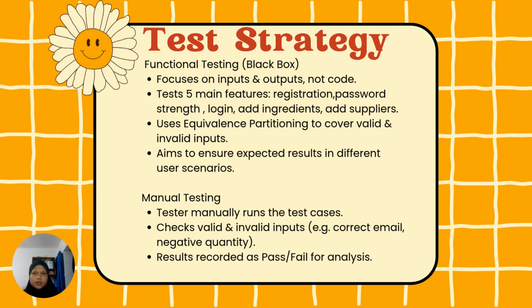For the test strategy, we use black box testing to focus on the inputs and outputs without looking at the code. 5 features were tested. First is registration, second is password strength, third is login, fourth is add ingredient, and the last one is add supplier. Equivalence partitioning helped us to cover valid and invalid inputs. Manual testing was done by running each test case to check user interaction, and results were recorded as pass or fail.